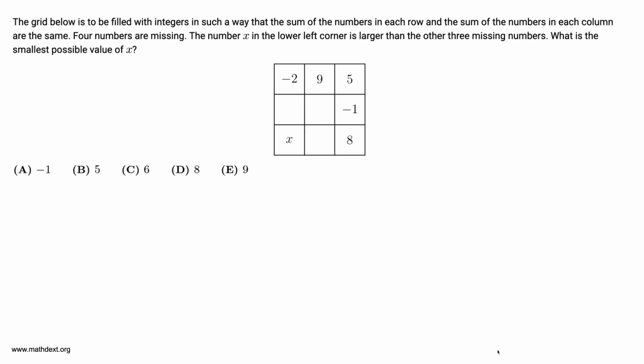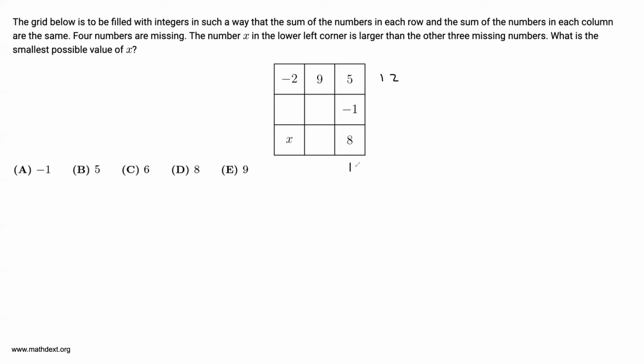Okay, so we have that the sum of the numbers in each row and each column is all the same. So the first thing we should do is try to find that sum, because that could be useful. The common sum should be the sum of the numbers in the first row: -2 plus 9 plus 5, which is 12. Therefore, the sum of the numbers in each row and each column is 12.